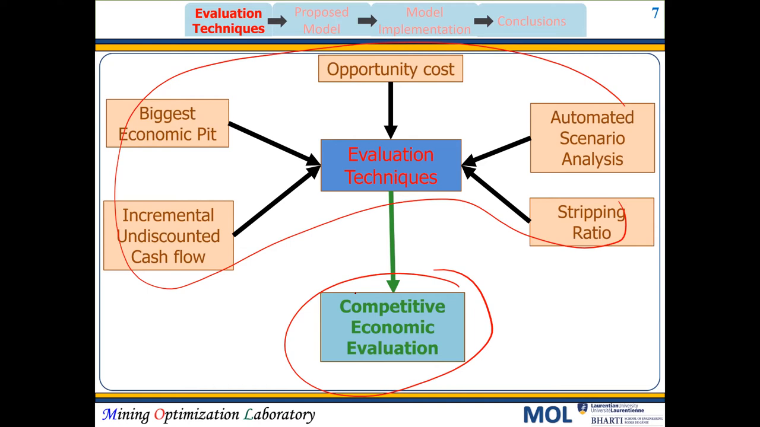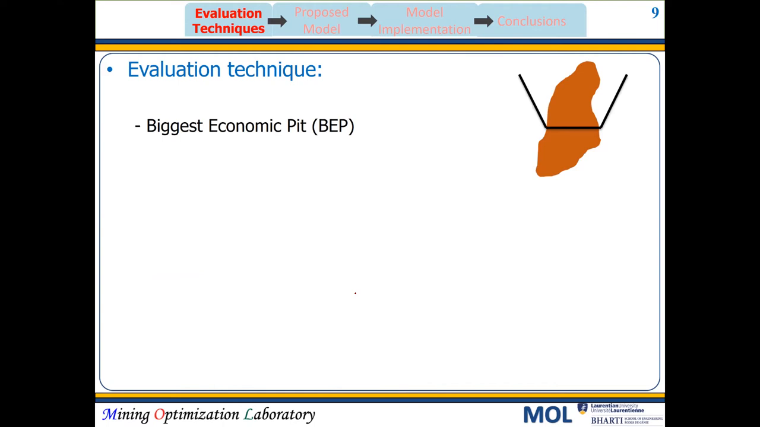Now, with the biggest economic pit approach, as the name suggests, you have a deposit. If you look at my schematics here, you have a deposit. Now, what you do in this case is to go through the process and generate your ultimate pit limit, and then everything within the ultimate pit limit, you consider that to be extracted by open pit mining. And then, of course, you evaluate anything beyond the ultimate pit limit for underground mining.